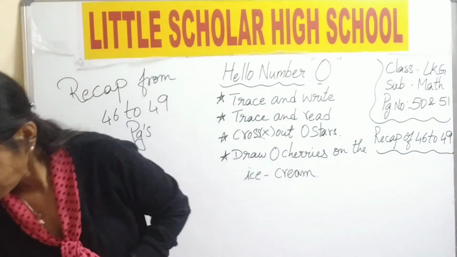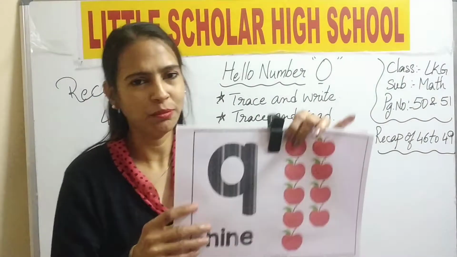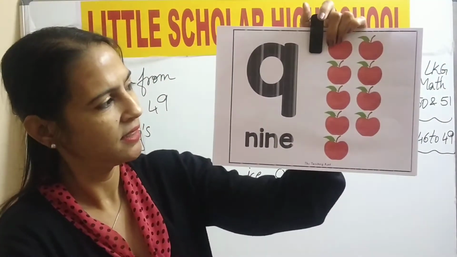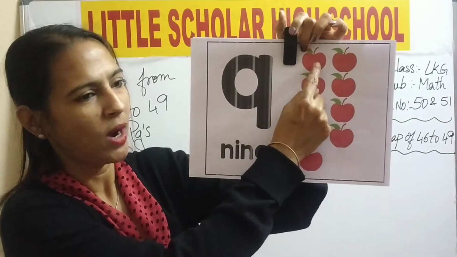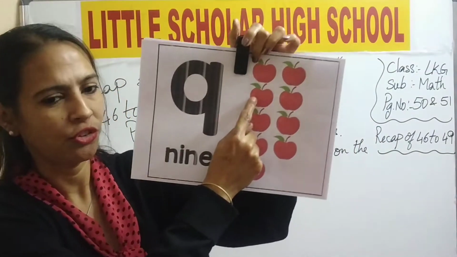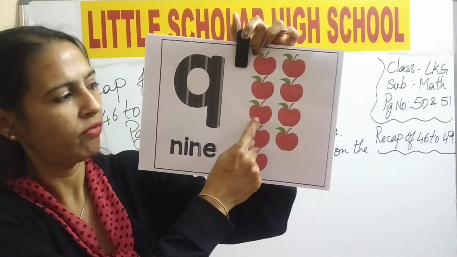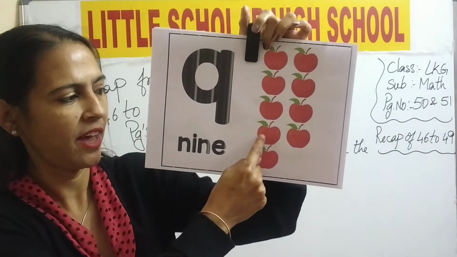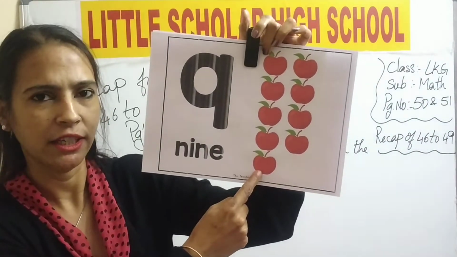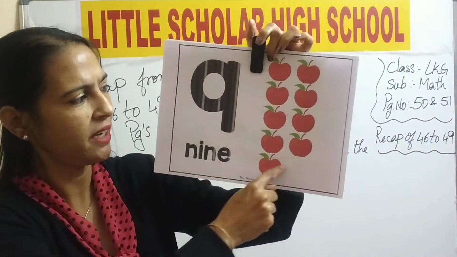And let us count here. How many apples are here? Can we count it? 1, 2, 3, 4, 5, 6, 7, 8, 9. How many apples? 9 apples are here.